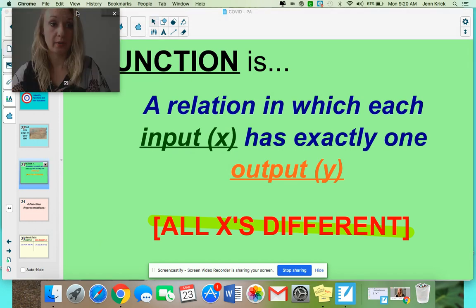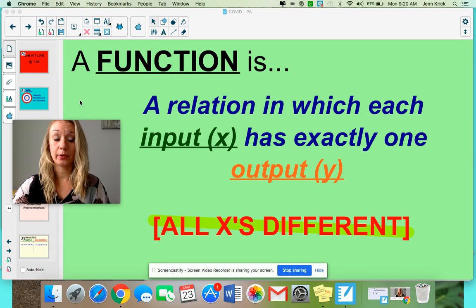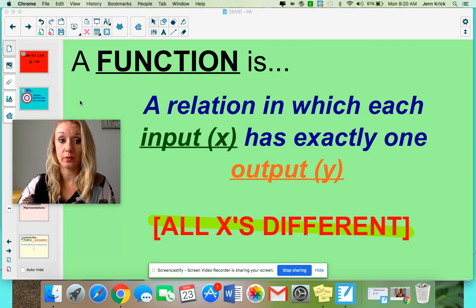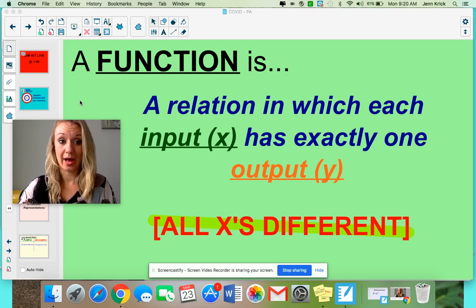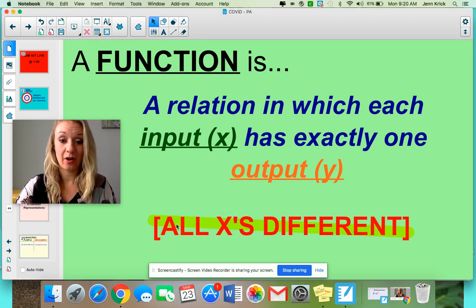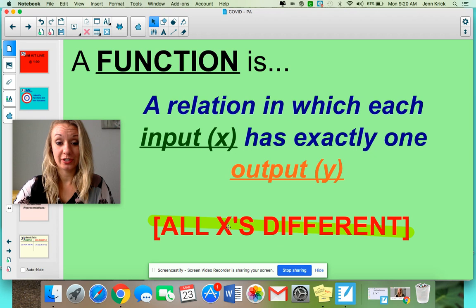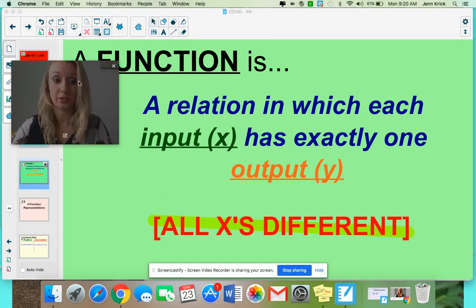All right, so let's get into it. So a function is a relation in which every input x has exactly one output y. So every single x is only matched with one y. That is fancy wording for saying that all of your x's are different. This right here, this is going to be the most important thing that you're going to be looking at and driving you through this lesson: are all of my x's different? If they are, then it is a function. If they're not, then it's not a function. So keep this, this item here in red, in your head as we go through today.